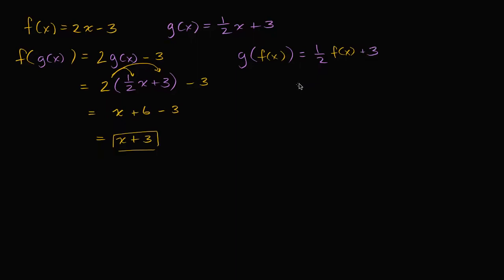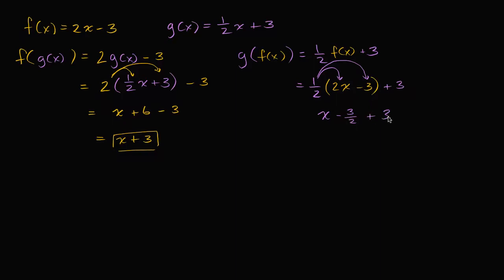And so this is going to be equal to 1/2 times, what is f of x? It is 2x minus 3. So 2 times x minus 3, and then we have a plus 3. And now we can distribute the 1/2. 1/2 times 2x is going to be x. 1/2 times negative 3 is negative 3/2. And then we have a plus 3.